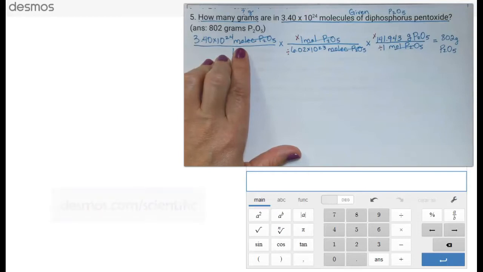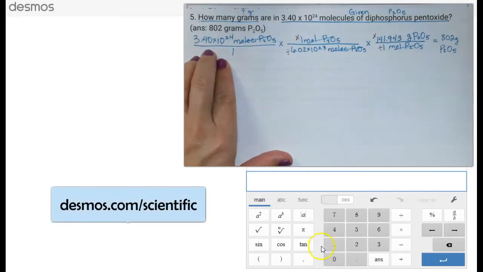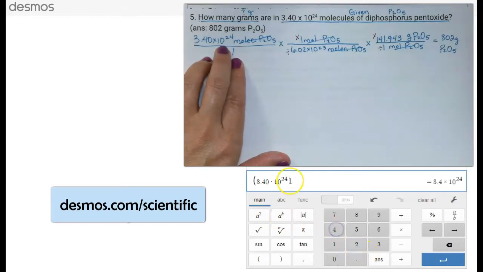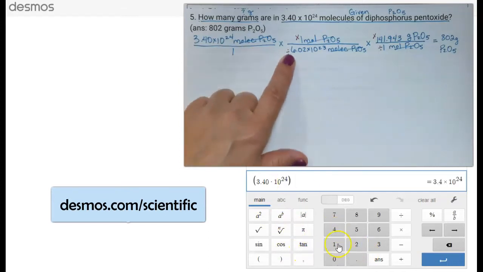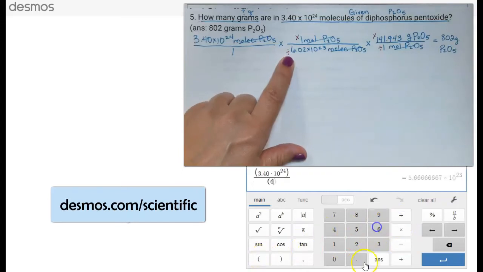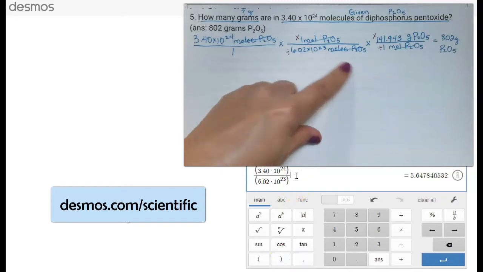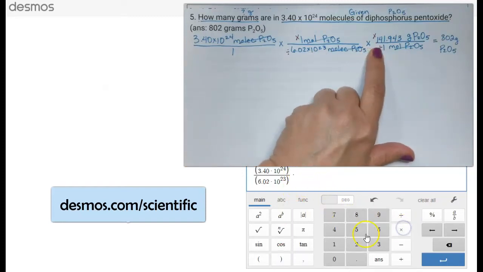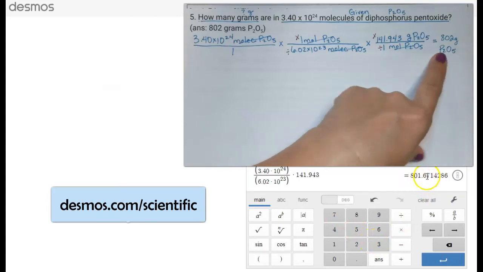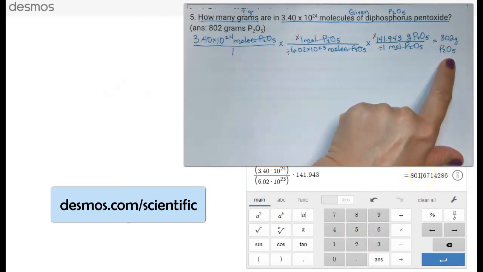So to use our Desmos.com/scientific calculator, we're going to first type in, open parenthesis, 3.40 times 10 raised to the 24, tab over to close the parenthesis. Then we're going to hit divided by, open parenthesis, 6.02 times 10 raised to the 23rd, tab over to close that parenthesis, and then tab over to multiply times 141.943, and then that gives us our final answer of 802 grams of diphosphorus pentoxide.